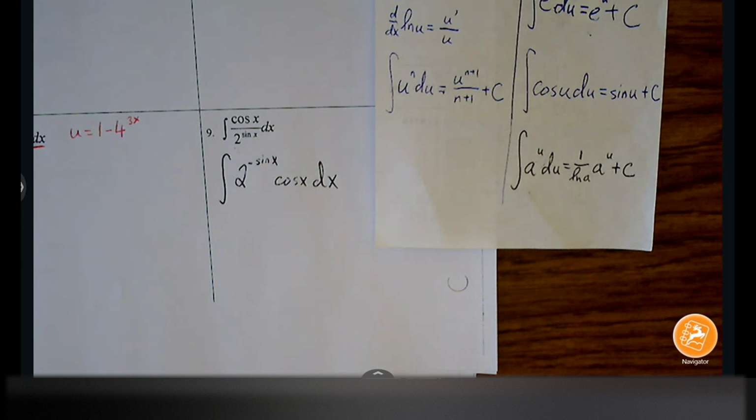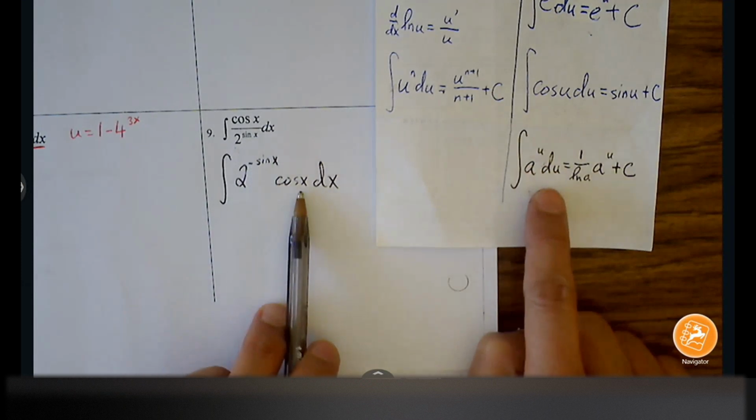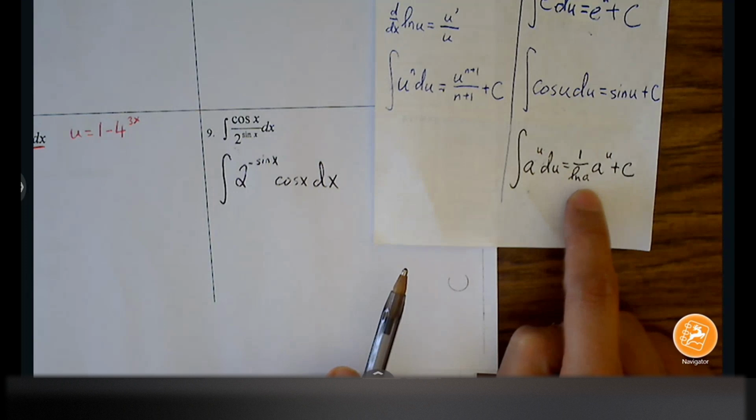Any ideas? Negative sine x. Yeah, there we go. Negative sine x is our u value. Derivative will handle this, and we should be on our way to working towards that form.